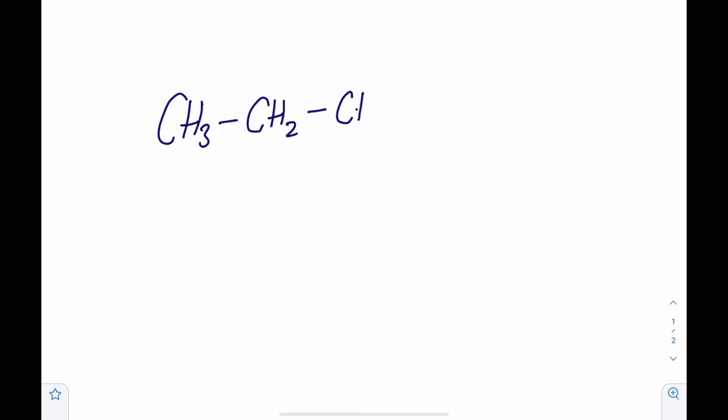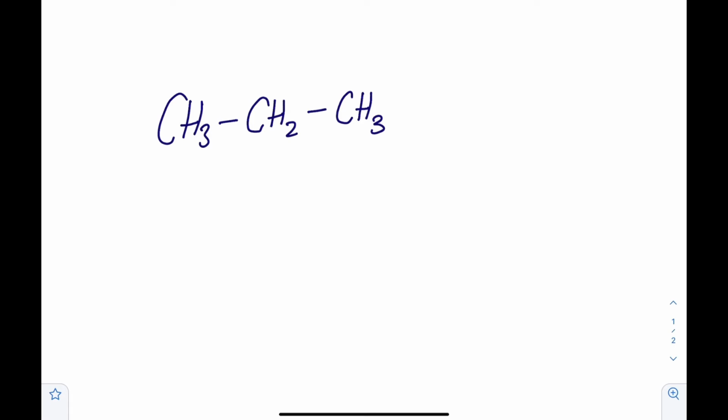So let's look at a simple example. I'll start with, you're going to tell me what this is. As you notice, there's no double bonds, right? So they're all single bonds. So this is an alkane, yes. So this is an alkane. There are 3 carbons in it.